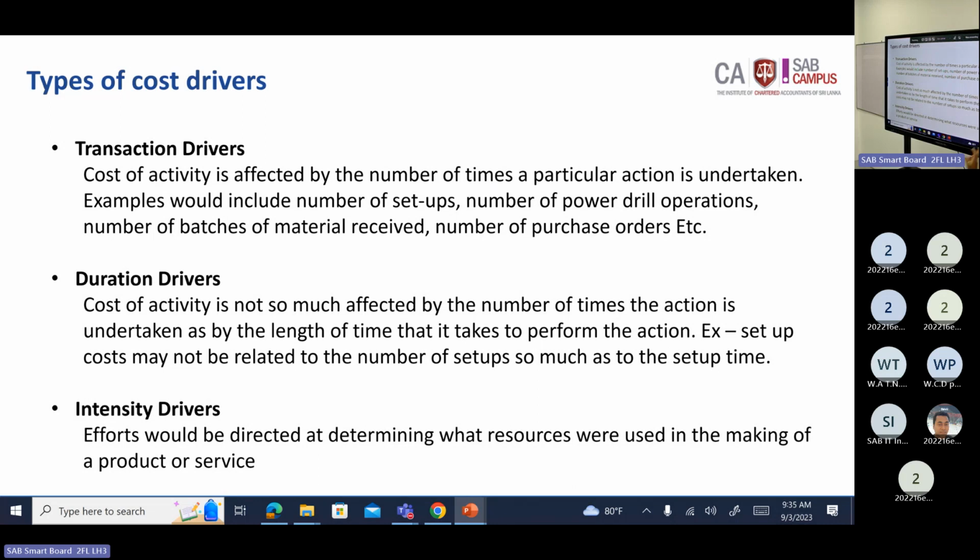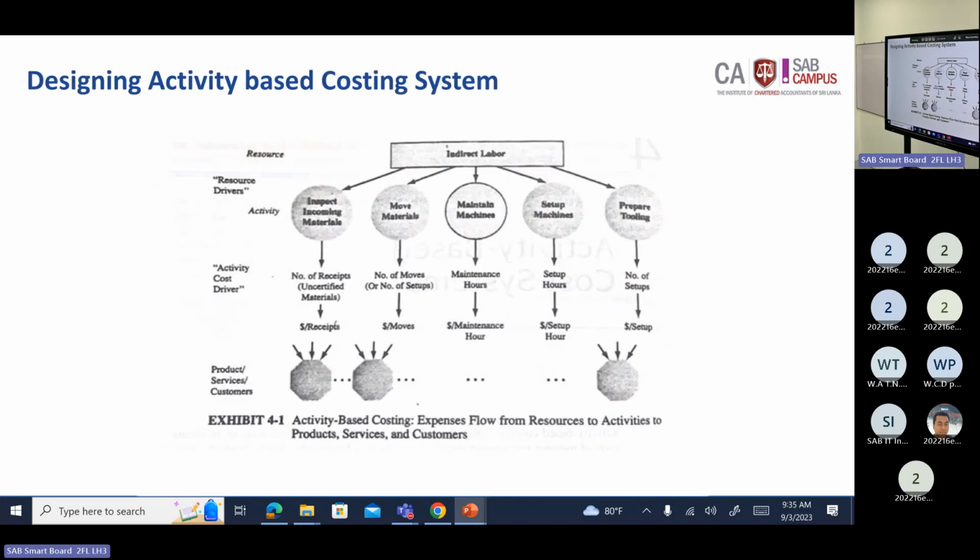We'll move on to some activities to understand this. Now this is the example.